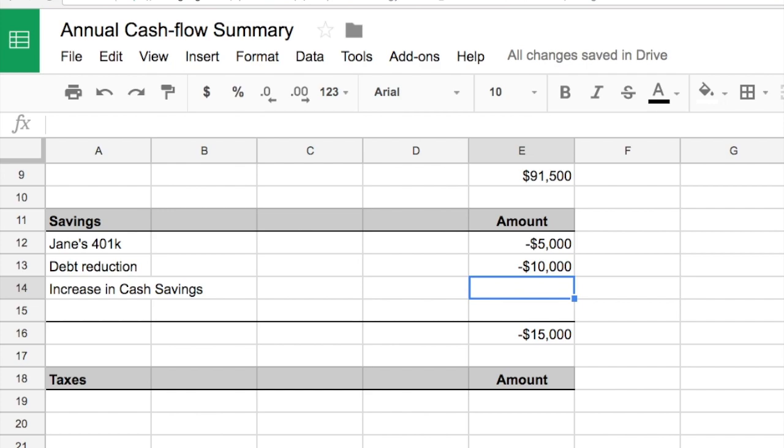So let's say that you had a goal to increase your cash. Let's say you had an emergency fund that you wanted to create or increase, and you started the year with $10,000 and you ended the year with $15,000. So that would be a $5,000 difference between those two. And you can just look at your bank statements at the beginning of the year and at the end of the year.